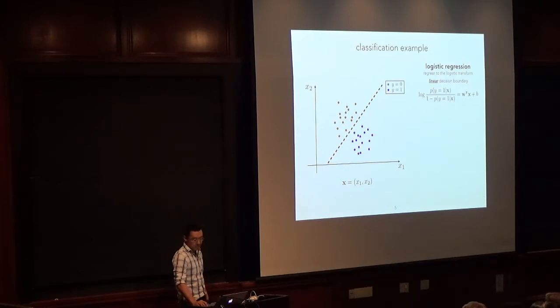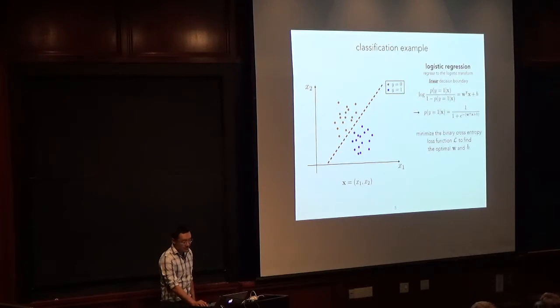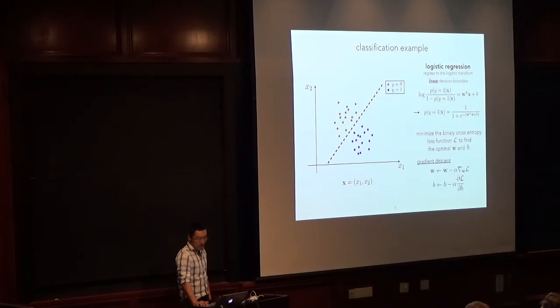So here's just another way of writing log loss. They're all mathematically equivalent. And you minimize binary cross entropy on the training data, also known as log loss, to find the optimal w and b. This is for the linear case, and we solve using gradient descent. So just a recap of things that we've seen so far.